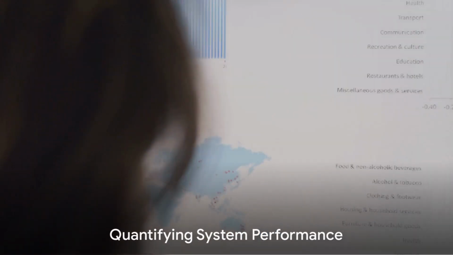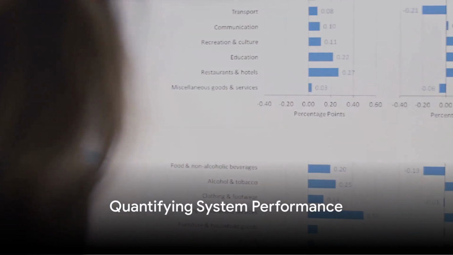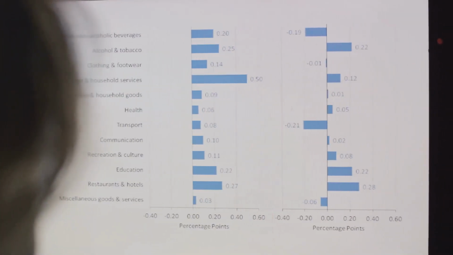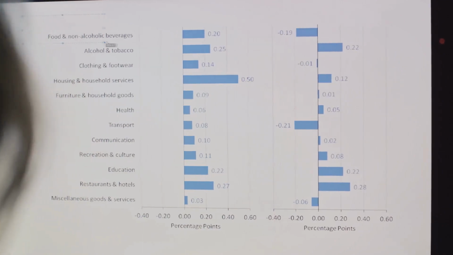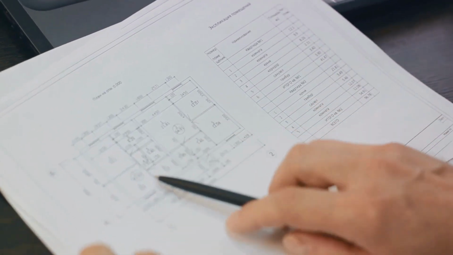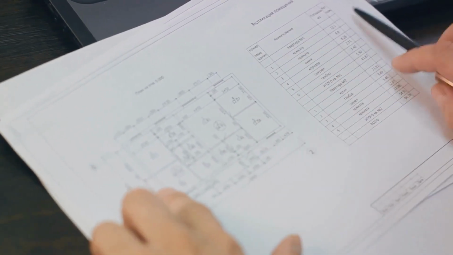Next, quantify your system's performance. Use a variety of metrics like cycle time, defect rate, and customer satisfaction to measure efficiency, quality, and effectiveness. Data tools like check sheets, histograms, or Pareto charts can provide a detailed picture of your performance.